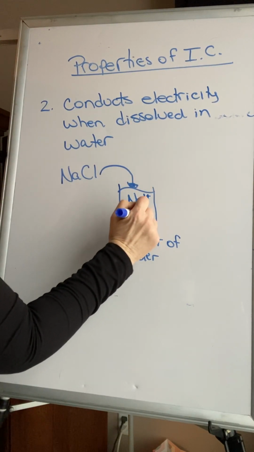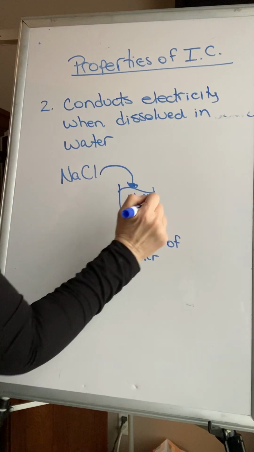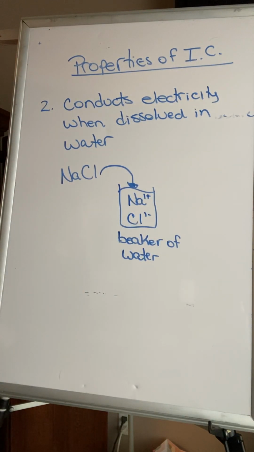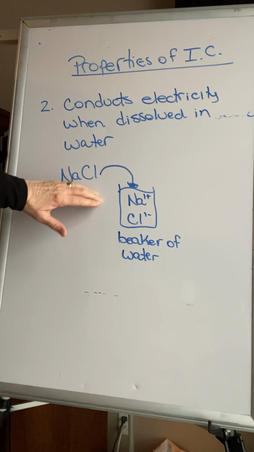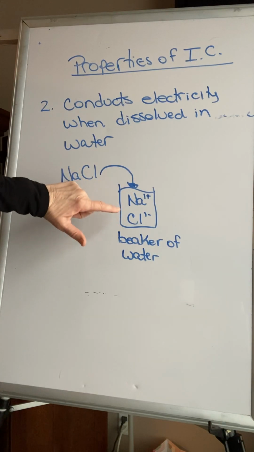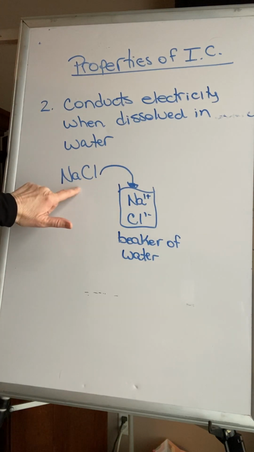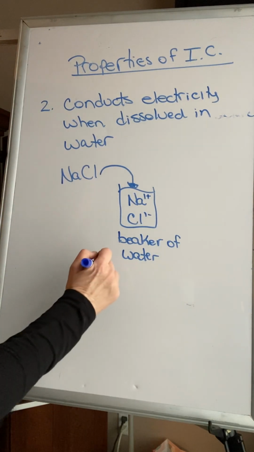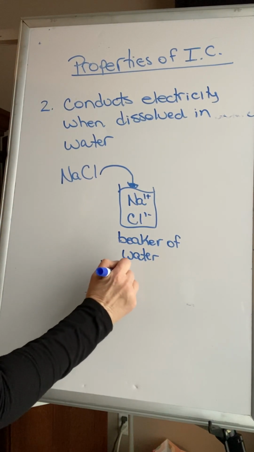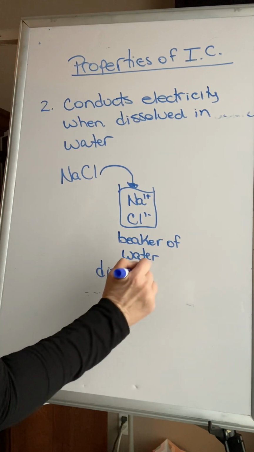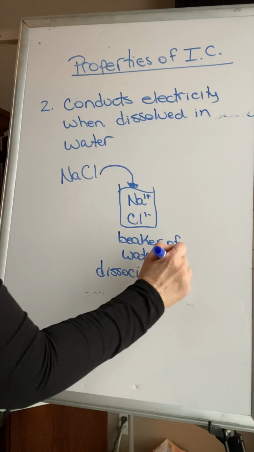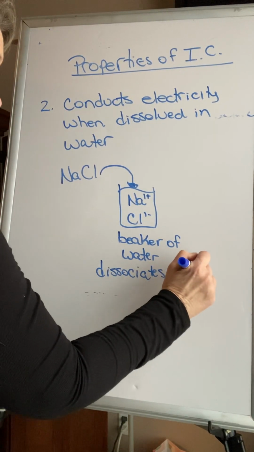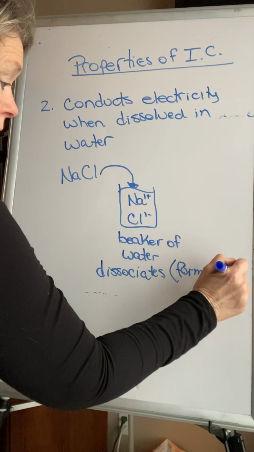It does something that's called dissociation. It dissociates, or the other word for that is it turns back into ions. So instead of staying like this in this neutral compound, instead it's going to turn back into the individual ions that made up that compound. Now that's called dissociation. So let's say it dissociates, and that would be a better term here. Okay, and that means it forms ions again. We'll just say it forms ions.